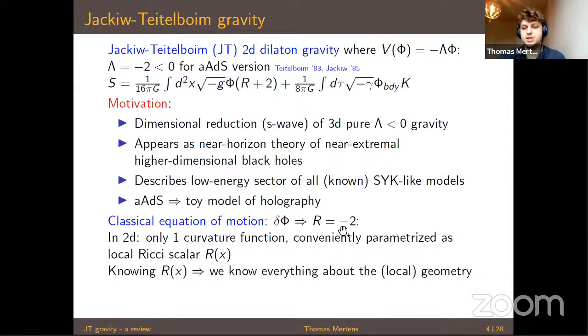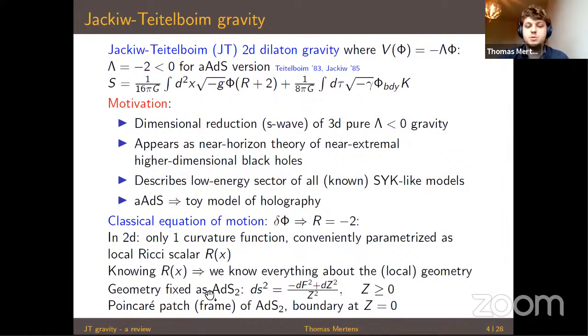So knowing that the Ricci scalar is -2, we know everything about local geometry, which means the geometry is fixed as some patch of the AdS2 manifold. I've written the metric of the AdS2 manifold here in Poincaré coordinates, where I call big Z the Poincaré radial coordinate, where Z equals 0 would be the holographic boundary, and big F would be the Poincaré time coordinate.